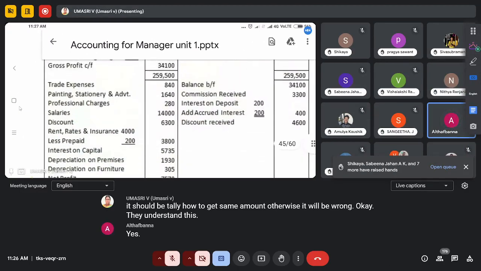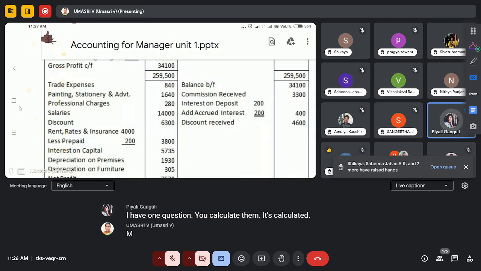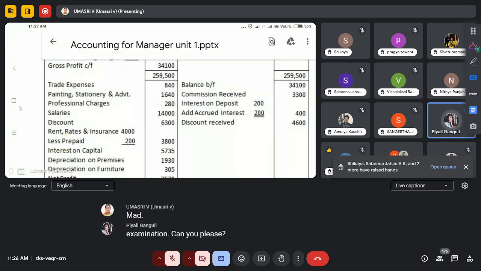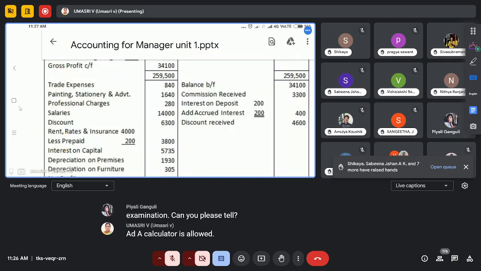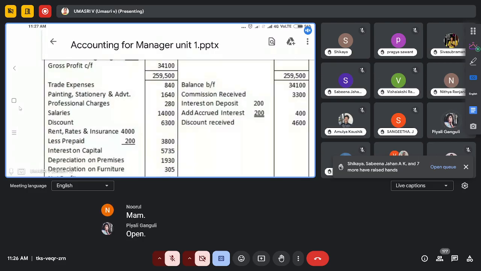Yes, ma'am. Ma'am, I have one question. I have a doubt. Is a calculator allowed in the examination? Can you please tell? Yes, a calculator is allowed. Only a simple calculator; scientific calculators and all will not be allowed. Only a simple calculator will be allowed. Mobiles are not allowed. Okay, ma'am.